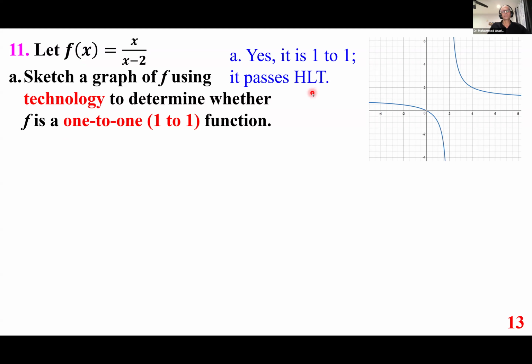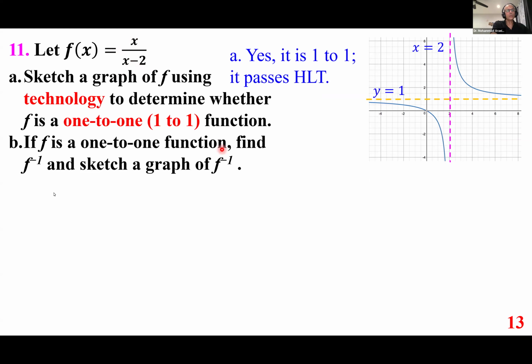And of course, I hope you see that the degree of the numerator is 1, the degree of the denominator is 1, so the coefficient is 1 here and 1 here. So y equals 1 over 1, or y equals 1 is a horizontal asymptote, x minus 2 equal to 0, x equals 2. Those are the asymptotes. So vertical asymptote, horizontal asymptote, and it's a 1-to-1 function.